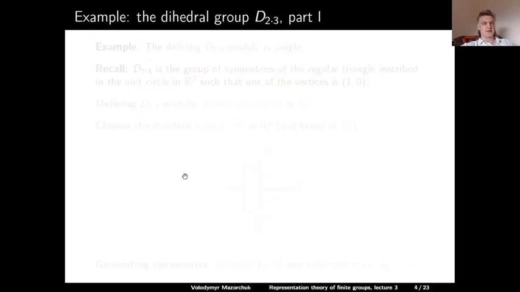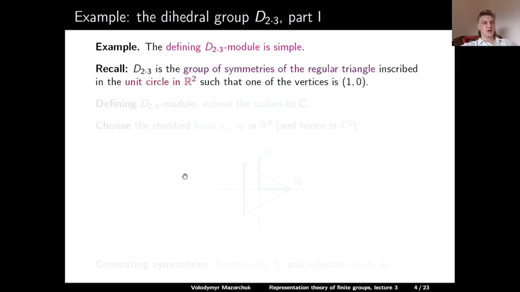Here is a more advanced example. The claim is that the defining two-dimensional module over the dihedral group D_3 is simple. So recall that D_3 is the group of symmetries of the regular triangle inscribed in the unit circle in R^2, such that one of the vertices of this triangle is the point (1, 0). And the defining D_3 module is defined using this definition and extending the scalars to the complex numbers.